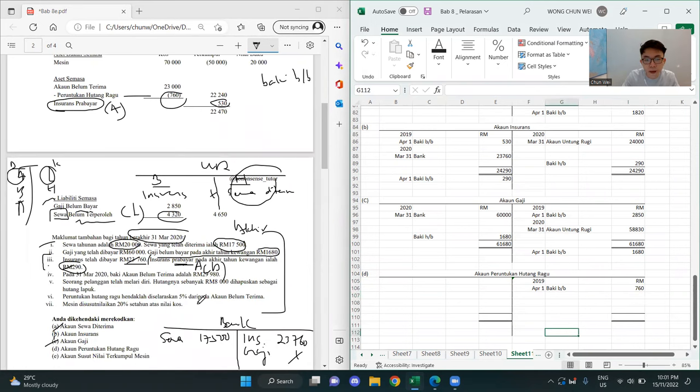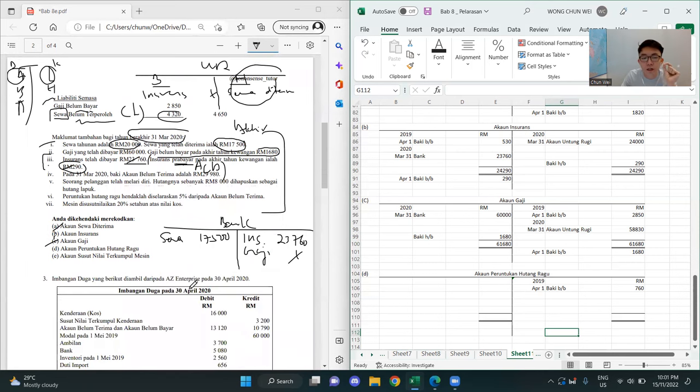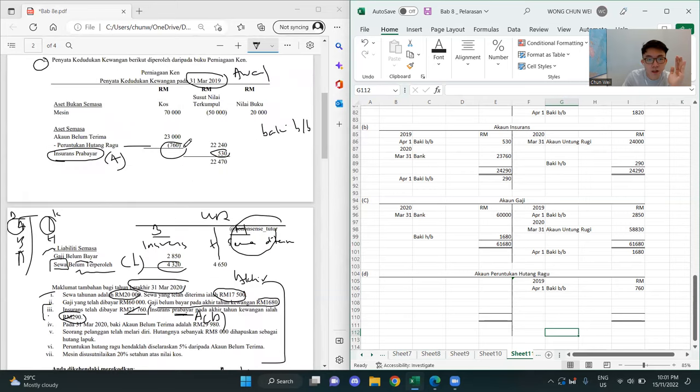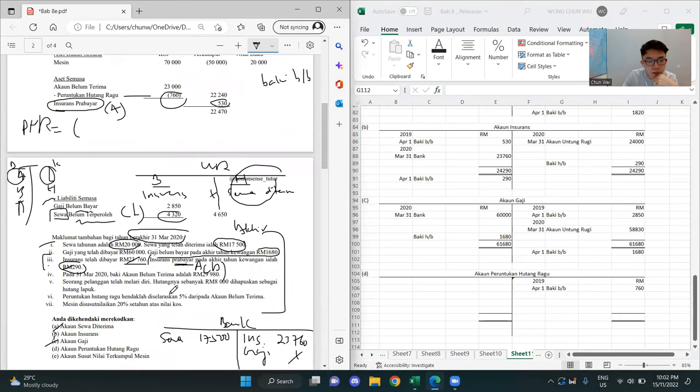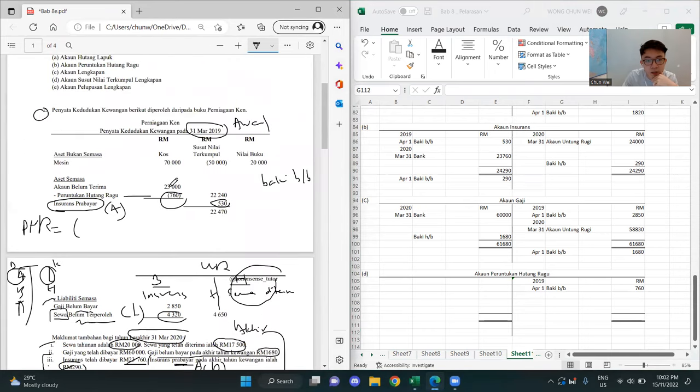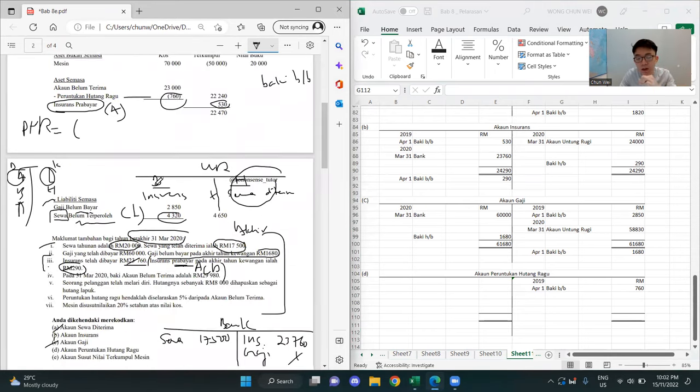Okay. Then we have to calculate the PHR for this year. Use back the formula that we used just now when we calculated the PHR. We have to use the ABT times the percentage. So PHR equals how much? My ABT is 23. Sorry, you don't use that ABT anymore. This is the ABT for last year. I have to use this year's ABT, Akaun Belum Terima.